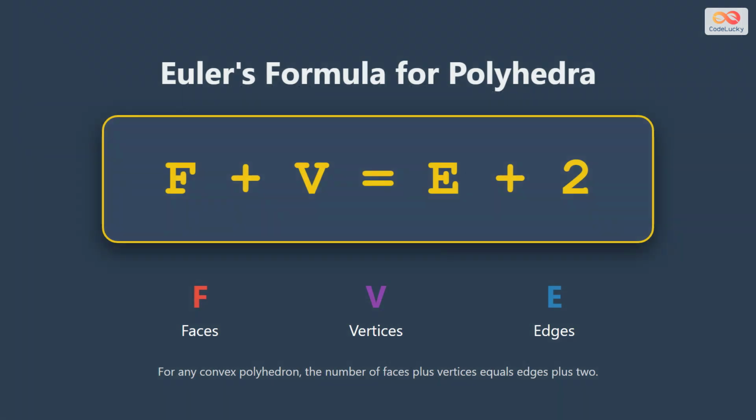There is a special magical rule in geometry called Euler's formula. It states that for any convex polyhedron, the number of faces plus the number of vertices equals the number of edges plus 2. We write this as F + V = E + 2.